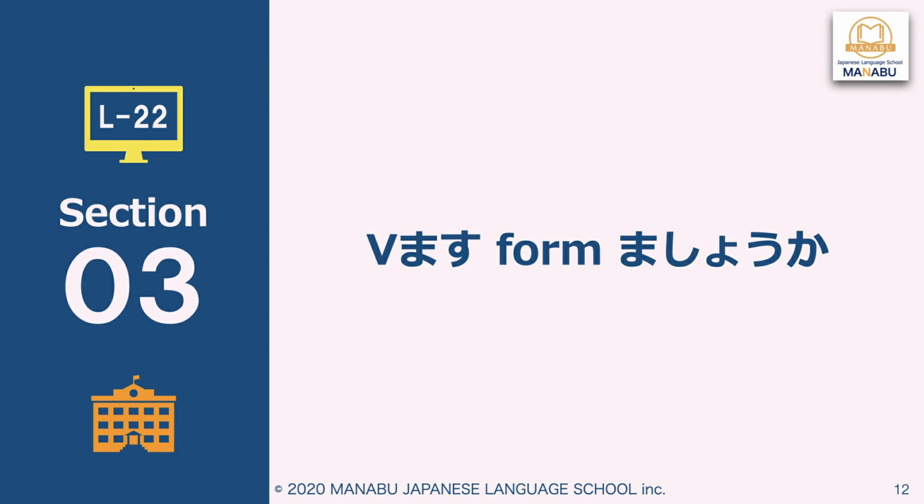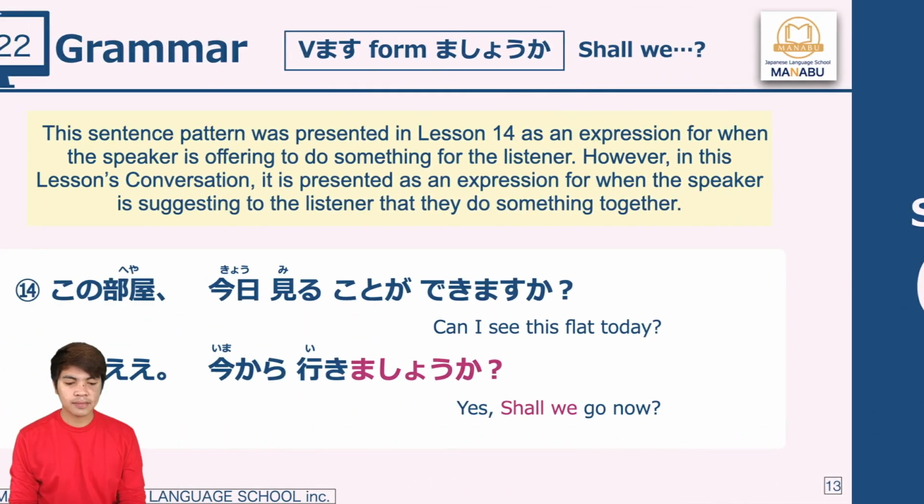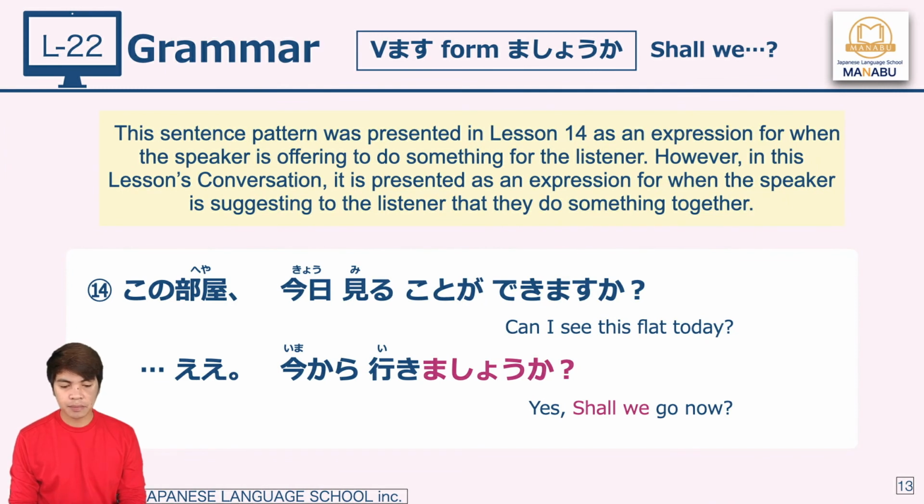Grammar point number 3. The verb mashoka. This sentence pattern was presented in lesson 14 as an expression of when the speaker is offering something or offering to do something for the listener. So offering help for the listener. However, in this lesson's conversation, it is presented as an expression for when the speaker is suggesting to the listener that they do something together. So there are two ways to use the verb mashoka. The first was explained in lesson 14, offering something to the listener.